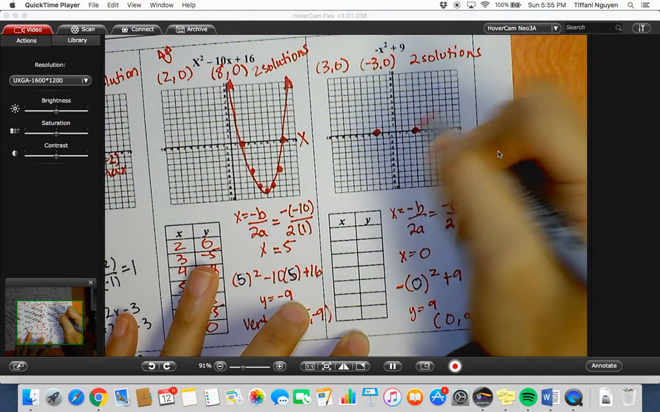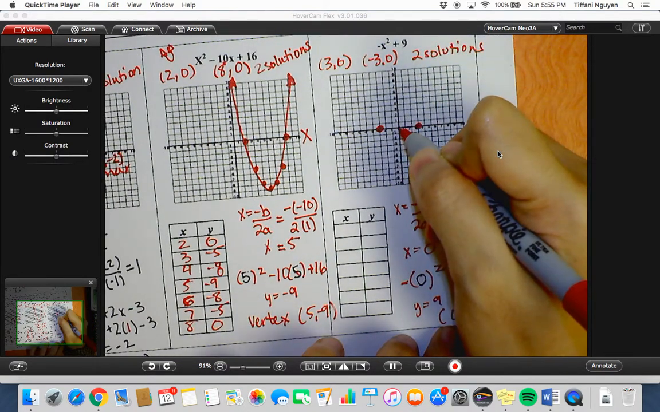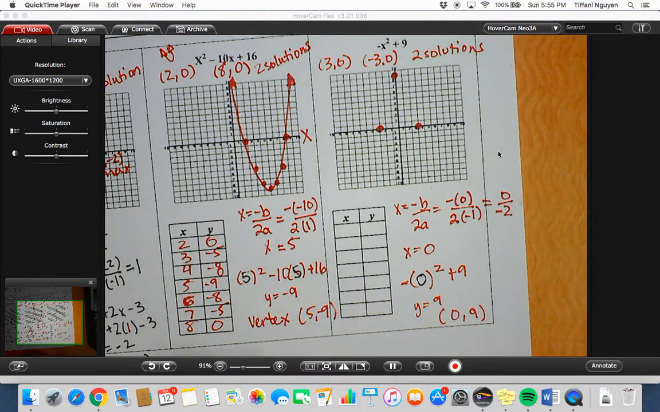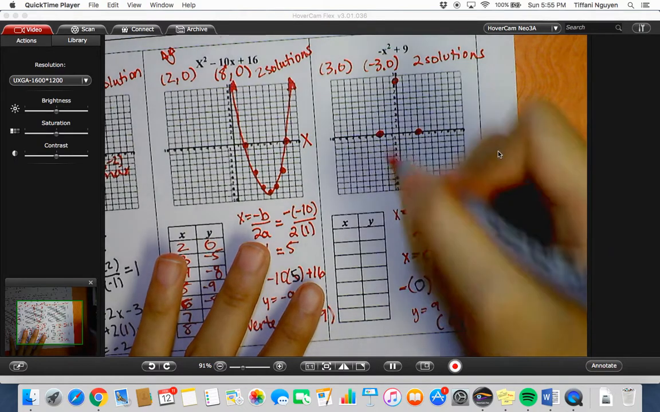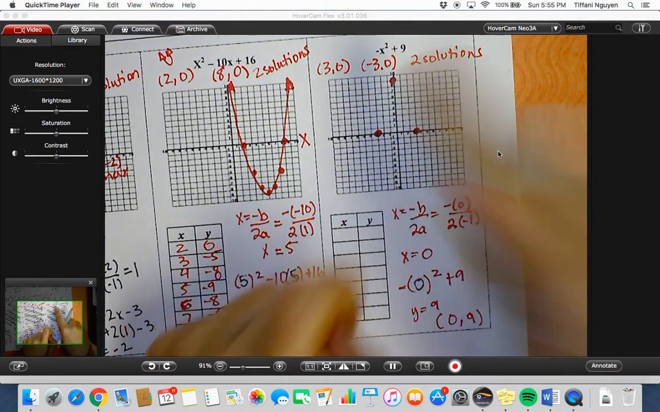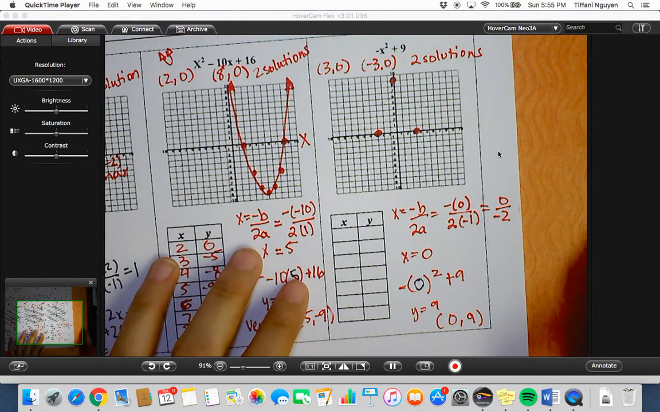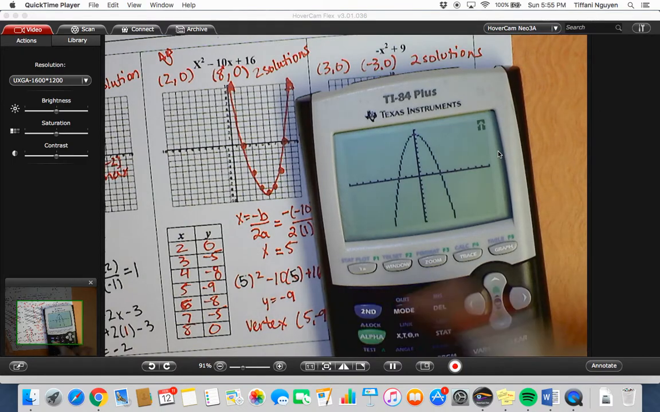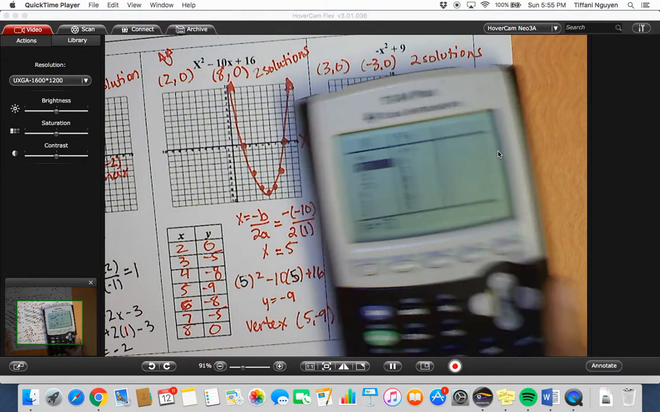So I'm going to go when x equals 0. This is also my y-intercept. Okay, so here are my x-intercepts. Here's my y-intercept. Let's go ahead and fill out the table. Go back to y equals. It's still there, thank goodness. Second table, I'm going to go ahead and fill this out.